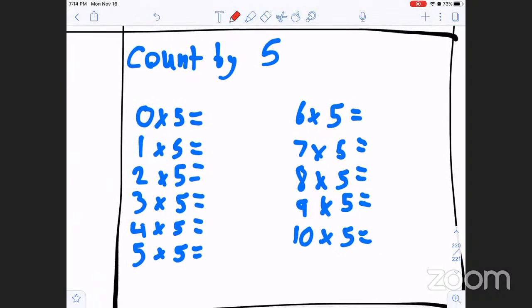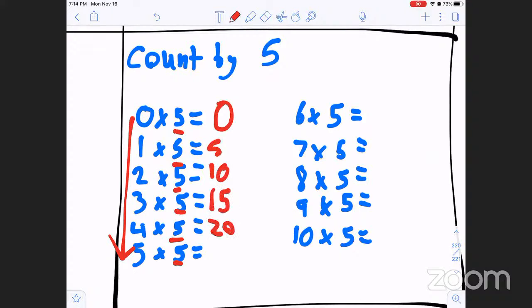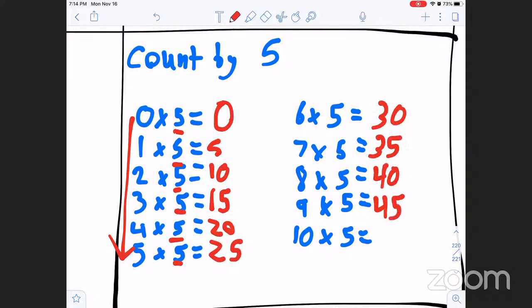Counting by fives, okay? Don't let the multiplying confuse you. Okay? There's 5 on all of those problems because we're just counting by 5 since this number is just going up by 1. So counting by 5, start on 0, 5, 10, 15, 20, 25, 30, 35, 40, 45, and 50. Okay, remember when we multiply by 10, we just stick that 0 on the end of whatever number we're multiplying by, so we get 50.